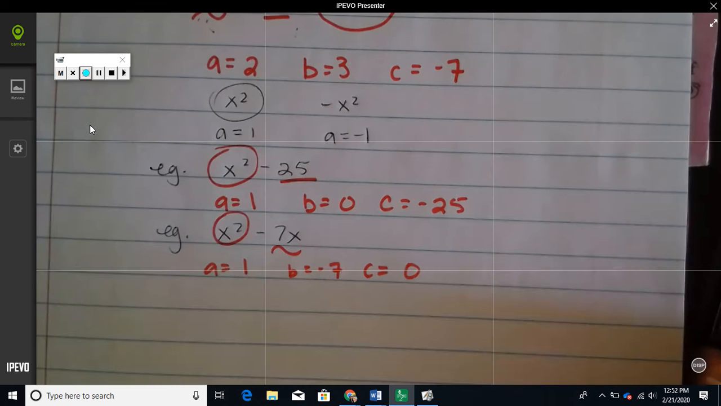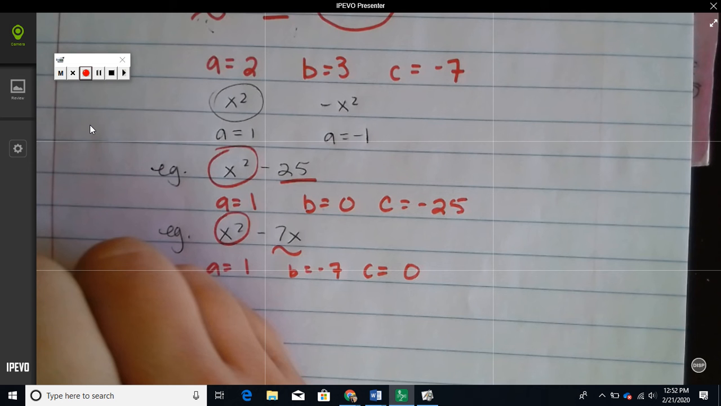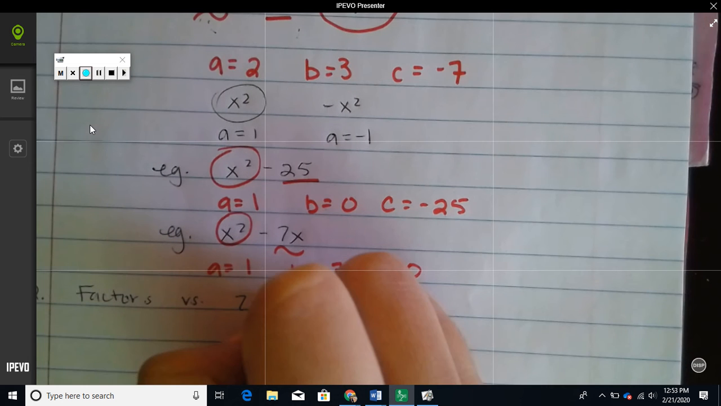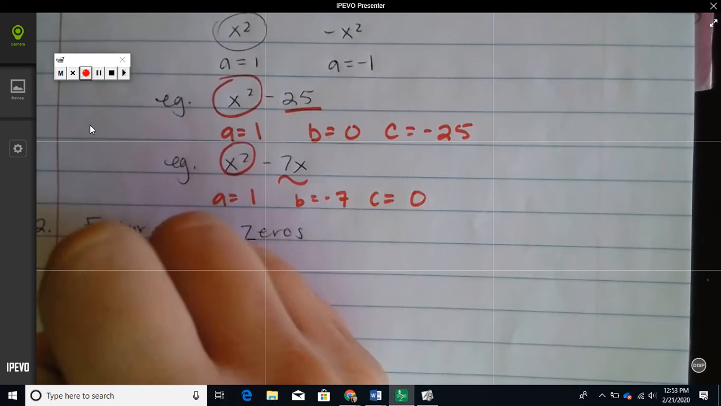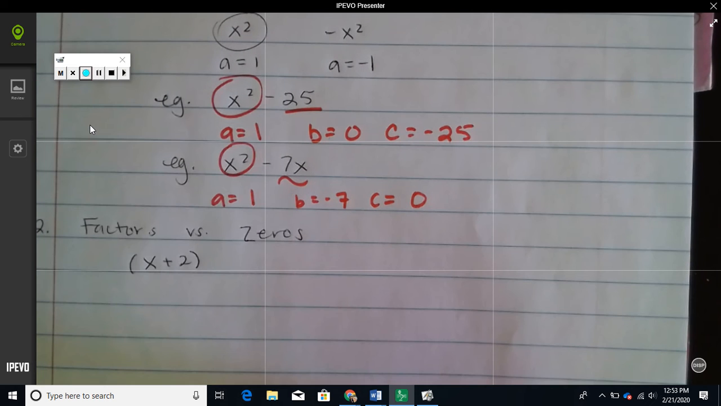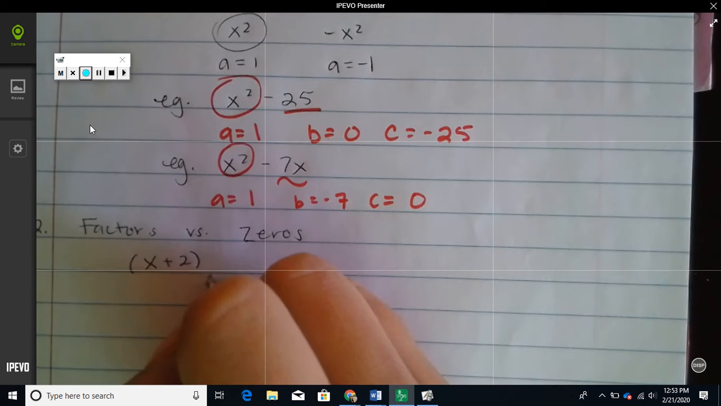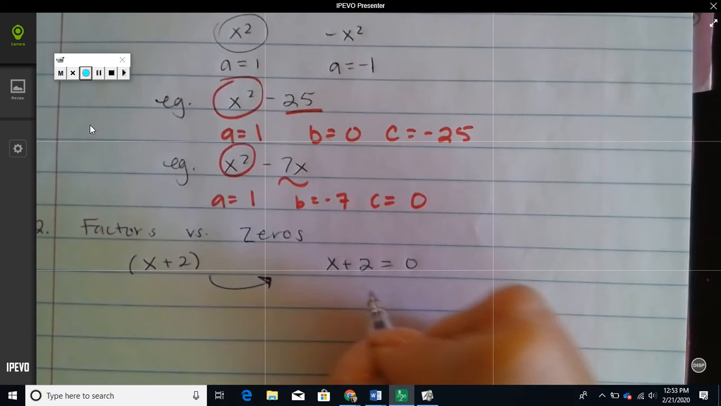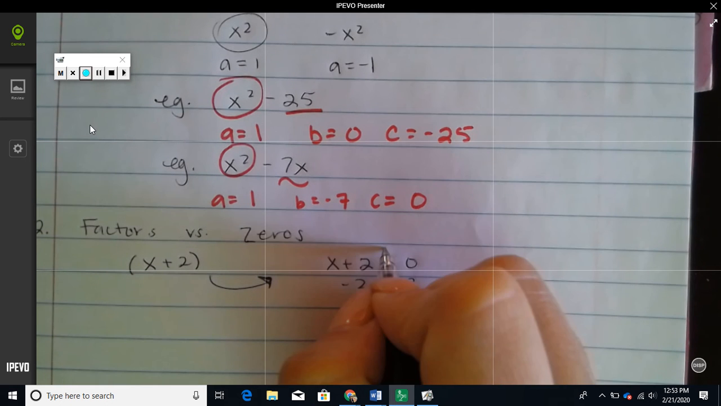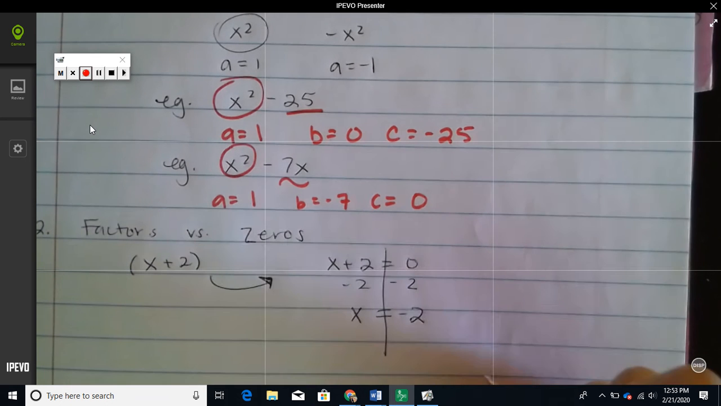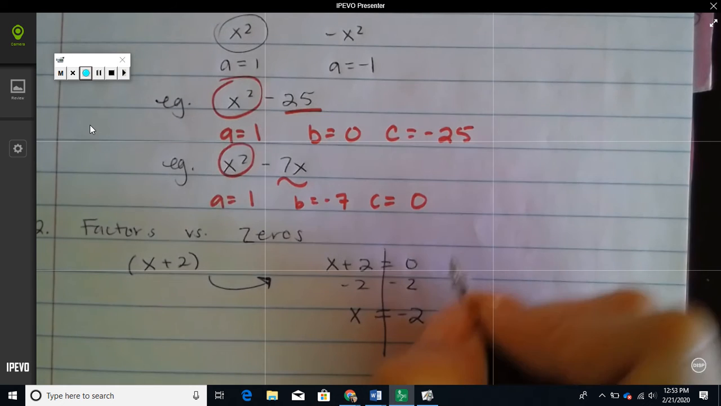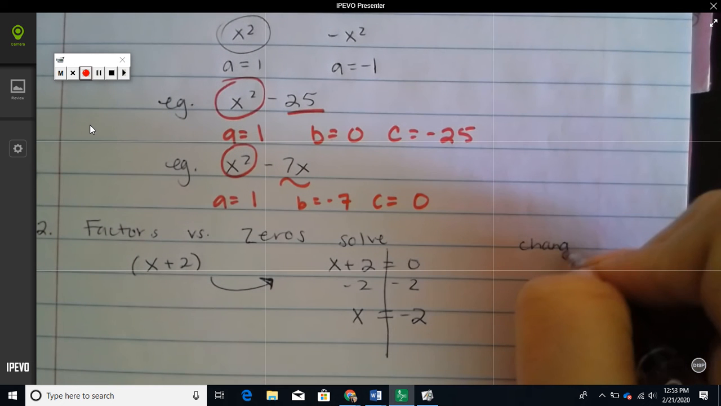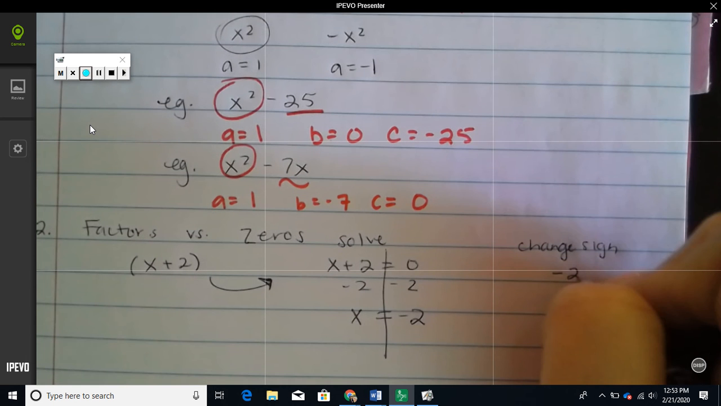The second thing I want to talk to you about are what are factors versus zeros. So a factor, for example, if my factor is x plus 2, that's my factor. But my 0, to make this into a 0, you have to set this equal to 0. So what you would do is subtract 2, x equals -2. So you have to solve it. The other way you can remember it is you just change the sign. The sign is -2. So both of them are saying the same thing.